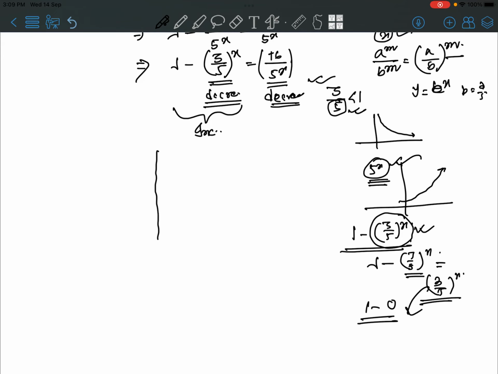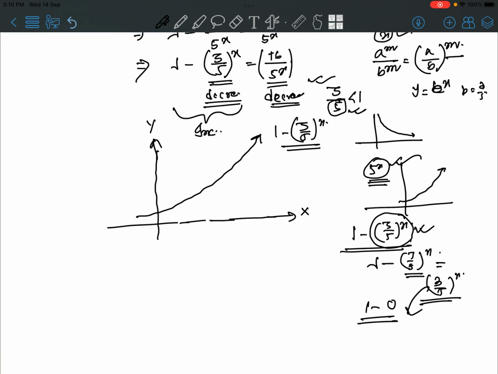If we put the decreasing function and the increasing function on the x and y axes, the left hand side 3 by 5 whole to the power x is decreasing, but the whole function 1 minus 3 by 5 whole to the power x is increasing. The right hand side, 16 divided by 5 to the power x, is a decreasing function. So these two functions will intersect, and the intersection gives the value of x.